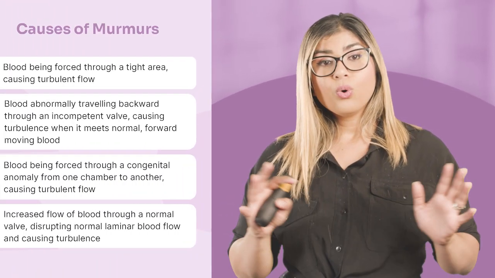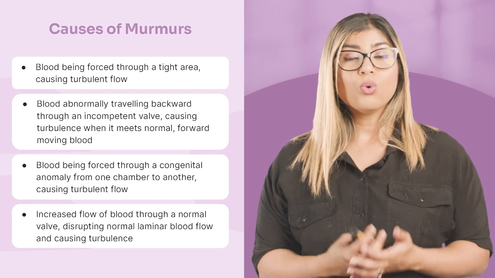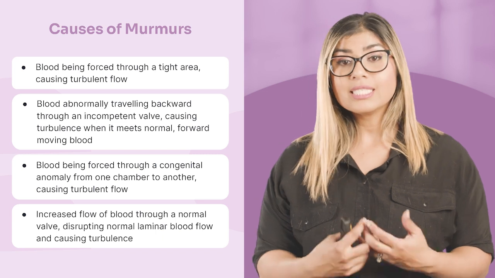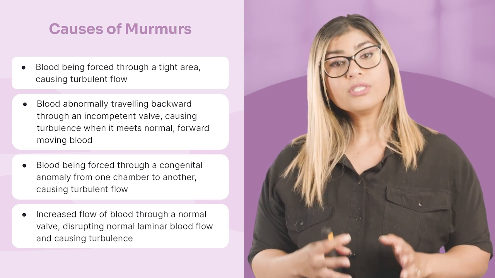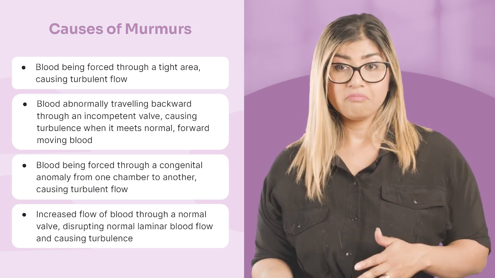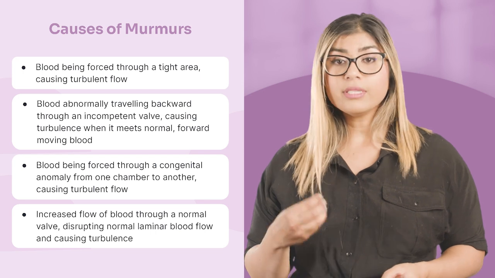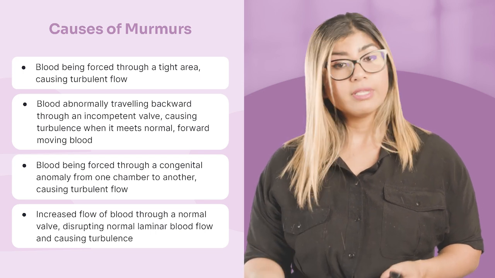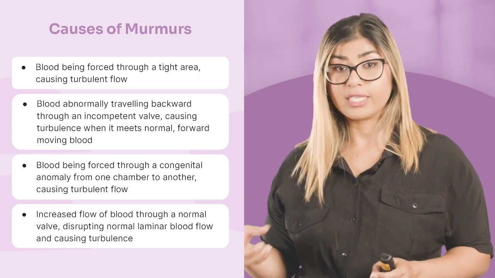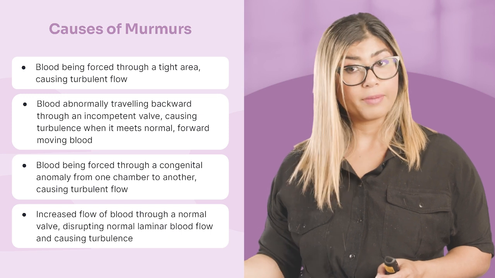So what are the causes of murmurs? What actually causes a murmur to occur? In its simplest form, murmurs are essentially the wheeze of the heart. It is caused by turbulent flow of blood across the valve, the same way a wheeze is caused by turbulent flow of air through the airway.